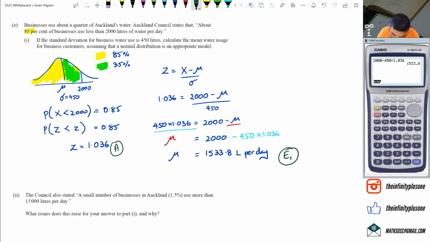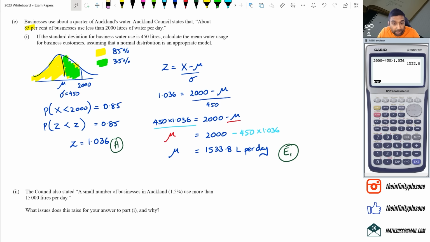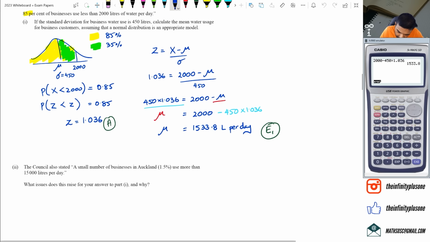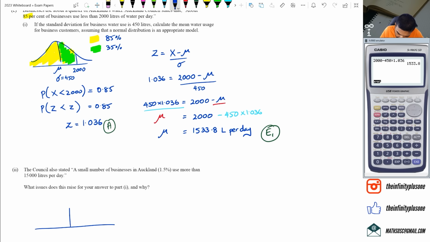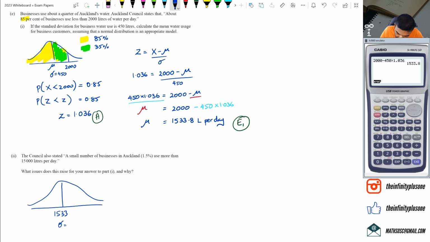The second part of the question states, a small number of businesses, 1.5%, use more than 15,000. What issues does this raise for part 1 and why? Now with this second part of the question, if you were to just think about this, right? So we've actually got the mean. The mean of this is 1,533. I'm just going to do it roughly, right? 1,533. Standard deviation is equal to 450.